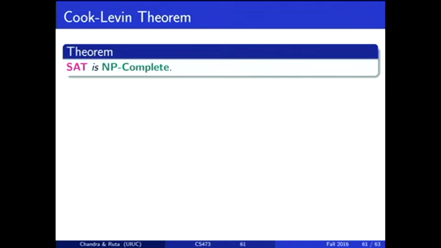So you should wonder, how can I even prove that? What does it mean to prove it? Wait a second, there are an infinite number of problems in NP. So how can I prove that every problem in NP reduces to SAT? That doesn't seem to make sense, because I would have to say, oh, this reduces to SAT, and this reduces to SAT. But I will never finish, right?